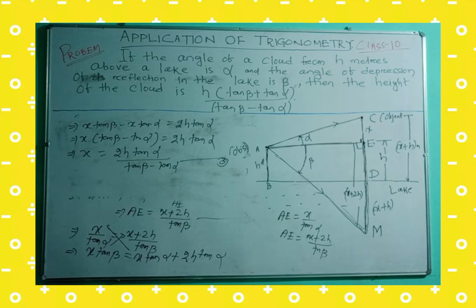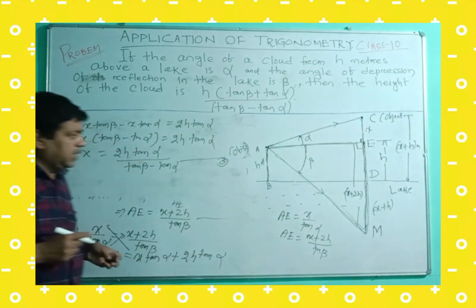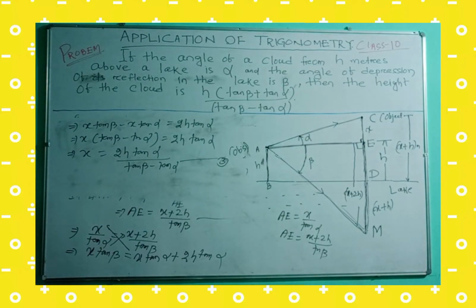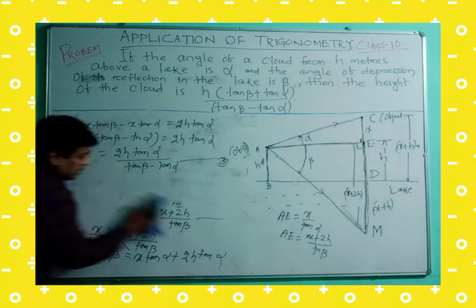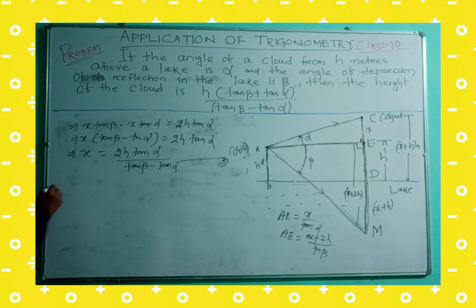Okay. Now you have to find out the height of the cloud, which is CD. What is the height of the cloud? Yes, CD. What is the length of CD? It is X plus H. Now you are finding the value of X. Now putting the value, the height of the cloud.